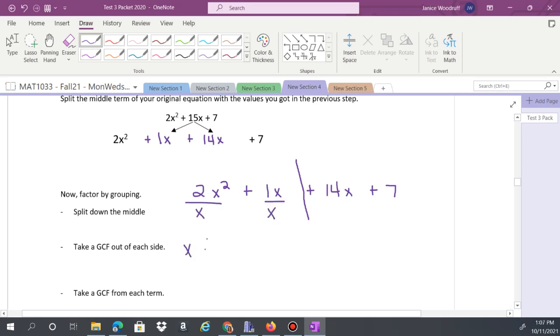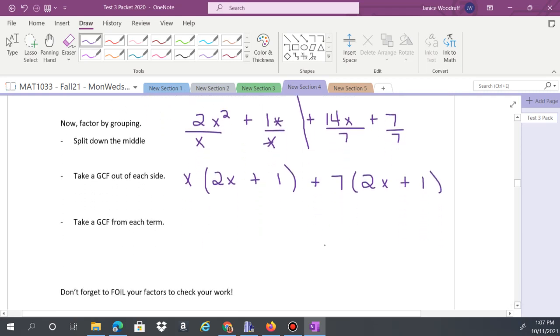So we say this is x. And then 2x squared divided by x just gives us a 2x. And then 1x divided by x, the x's will cancel. We'll have a 1 left there. And then what about 14x and 7? They are both divisible by 7. So we say plus 7. Then 14x divided by 7 will give us a 2x. 7 divided by 7 will give us 1.